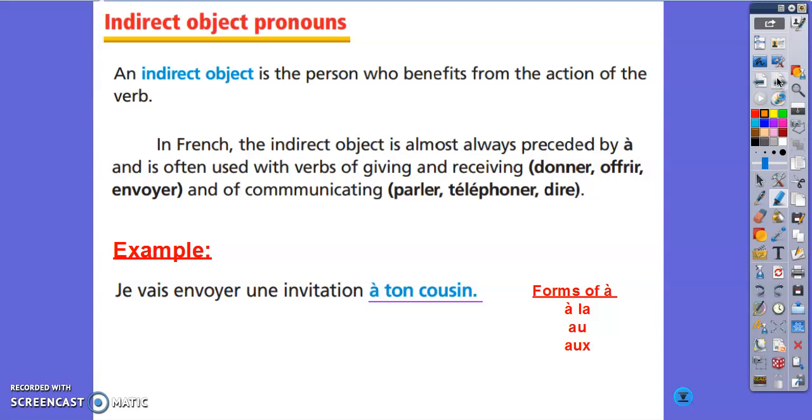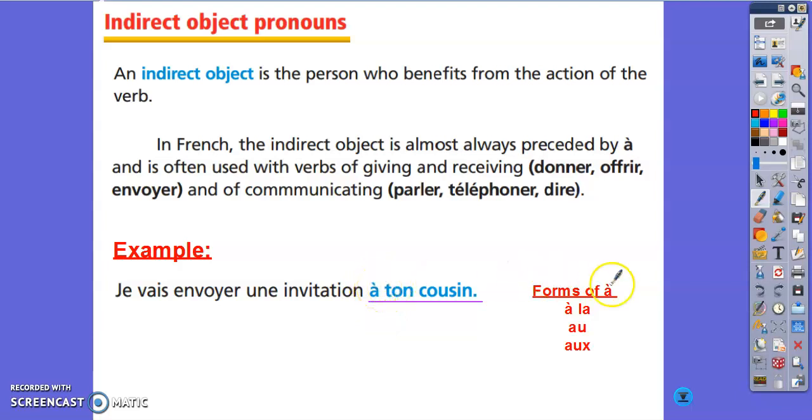Okay? Now let's see if we can do this in French. So we said an indirect object is the person who benefits from the action of the verb. And the indirect object is almost always preceded by à, which we discussed before, and it's often used with verbs of giving and receiving. So donner, offrir, envoyer, and communicating, parler, téléphoner, dire. So for example, je vais envoyer une invitation à ton cousin. I'm going to send an invitation to your cousin. So to your cousin is our indirect object. And notice it's preceded by à.